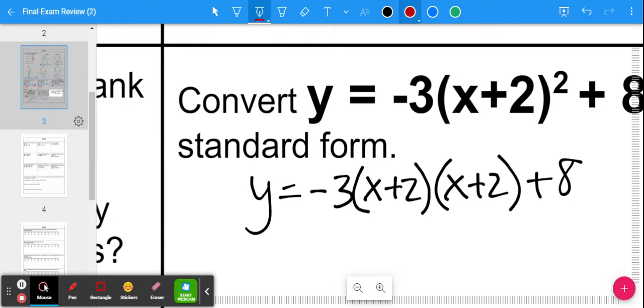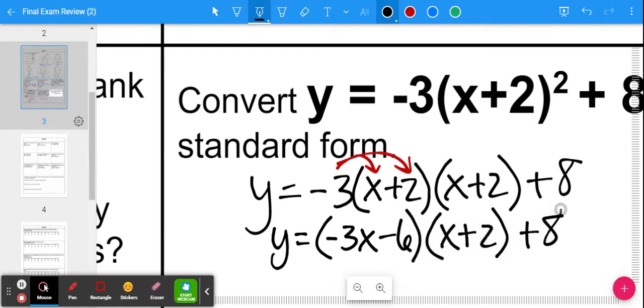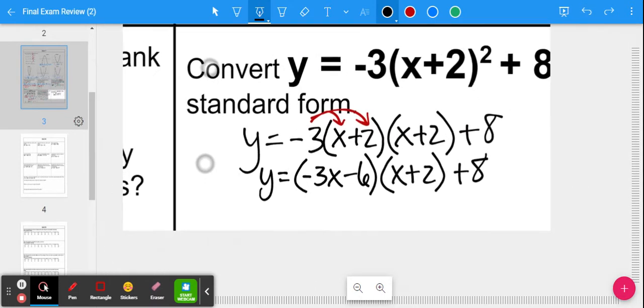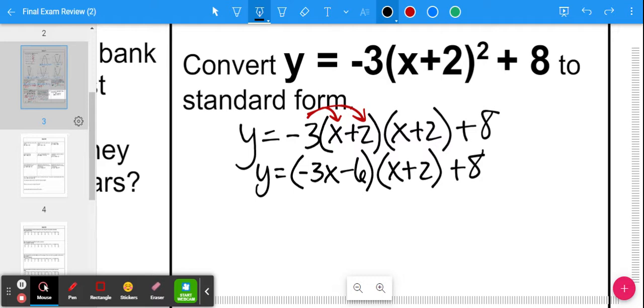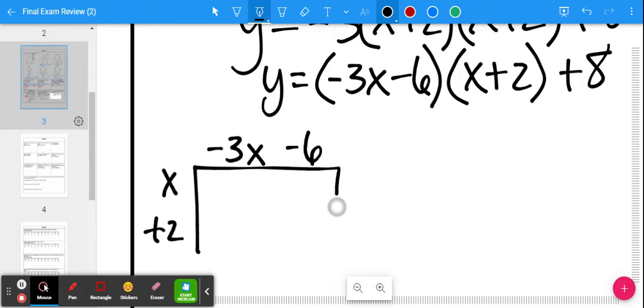So now at this point, I can go ahead and distribute that negative 3 into one of the binomials. So I have negative 3 times x and negative 3 times 2, and I end up with y equals negative 3x minus 6 times (x plus 2) plus 8. So I need to do the box thing before I can add, because multiply comes before addition in PEMDAS, the order of operations. So we have negative 3x minus 6 times x plus 2.